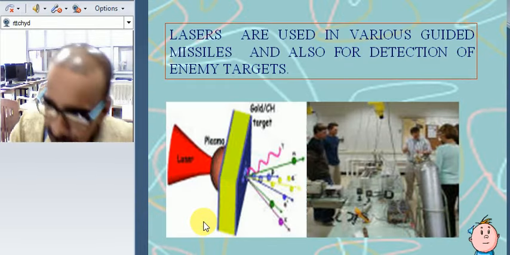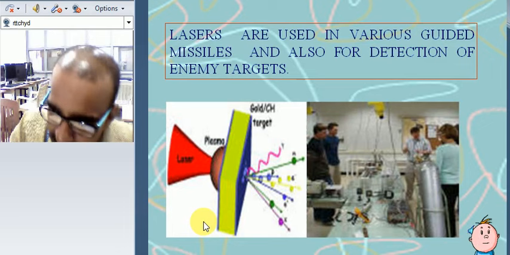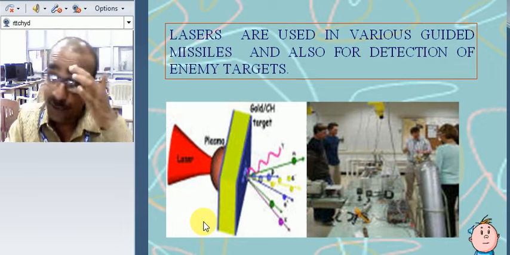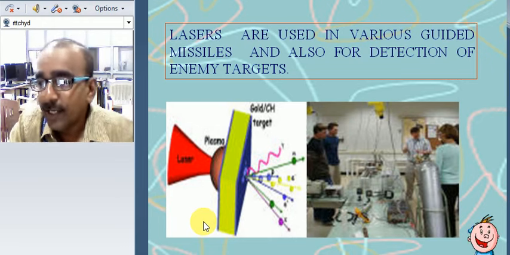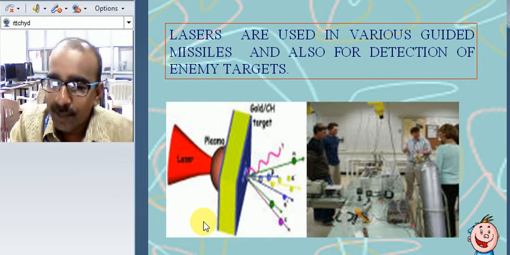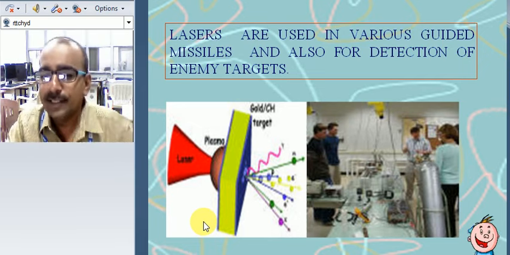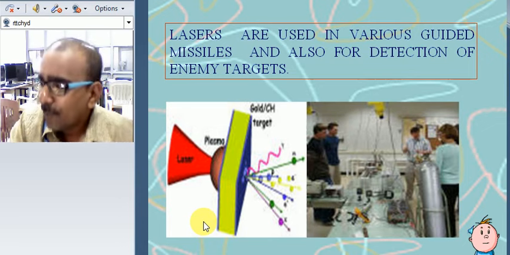As you see shown in this slide, lasers are used in various guided missiles and also for detection of enemy targets. There are different principles by which this application finds its use.